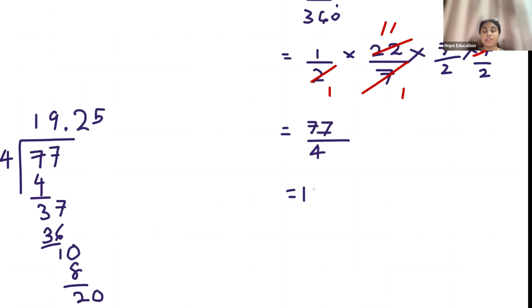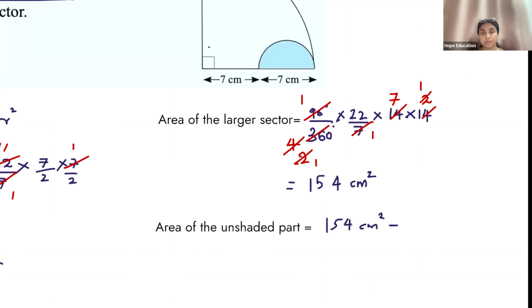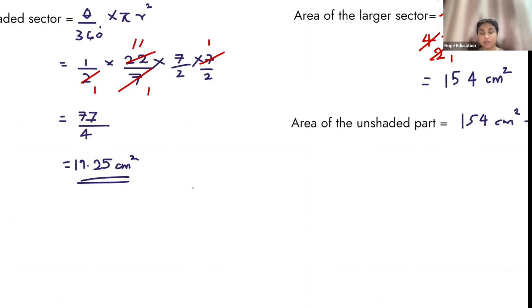So for the area of the unshaded part, I take the area of the larger sector, which is 154 square centimeters. From that, I subtract 19.25. So let's do the subtraction here.